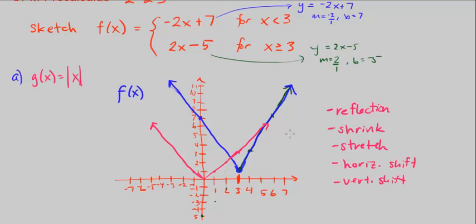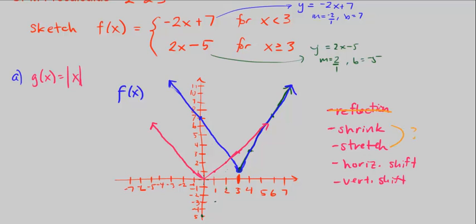Okay, so looking at these two, which do we see? Let me go ahead and just eliminate the ones that we don't see, right? We do not see a reflection across the x-axis. Shrink or stretch, maybe this one in pink, right? The one in pink looks to be wider than the one in blue. We'll talk about that. So shrink or stretch, maybe one of these.